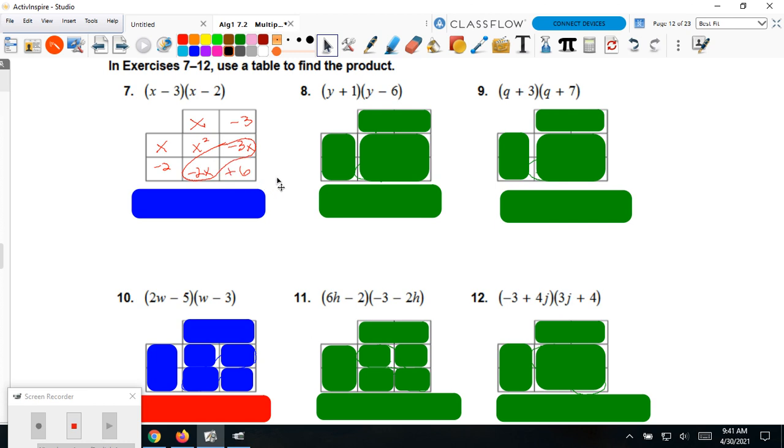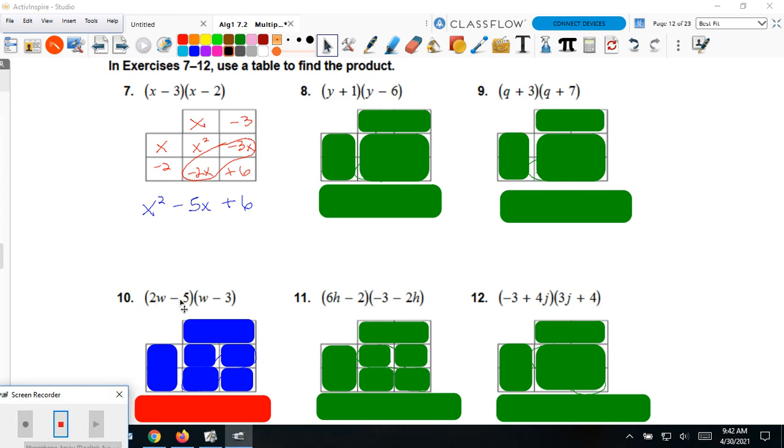And I circled the ones that were like terms, as you can see, the negative 2x, negative 3x, so that way our answer here on this one is x squared, the negative 5x, which is the combination of these two that I circled, and then plus 6. You combine like terms there with the x's. Okay, let's take a look at number 10.